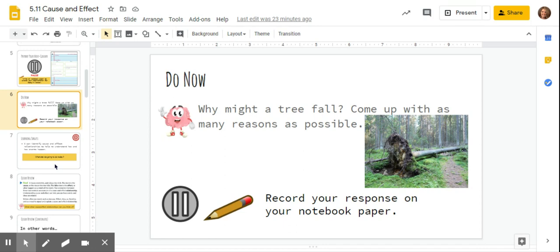This is an example of a cause and effect relationship. It's what happened and why it happened. We're going to go into a little bit more depth on that throughout this lesson, but I just wanted to get us thinking about possible cause and effect relationships during your do now.